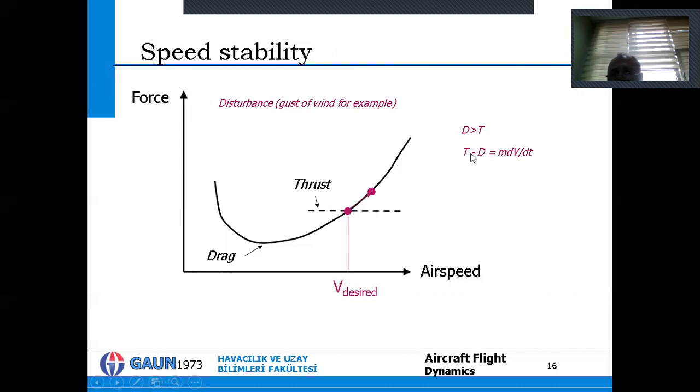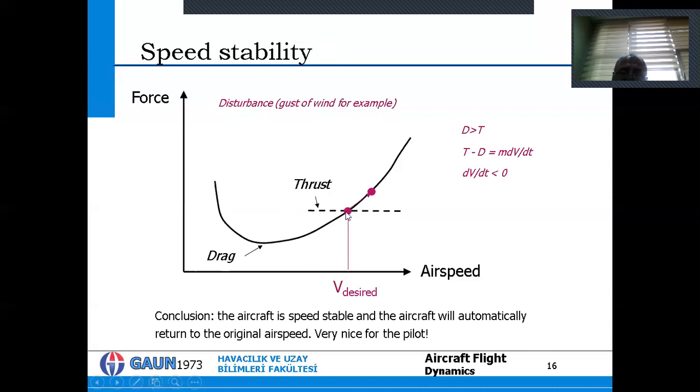Go back to this equation. Drag is bigger than thrust, so this is negative. So we have deceleration. Deceleration means the airplane speed will go down. So this point will go to the left. So it means it will restore. So this point will move back.